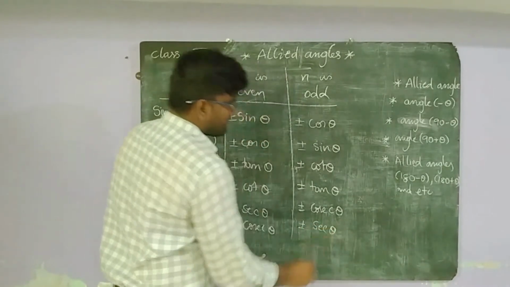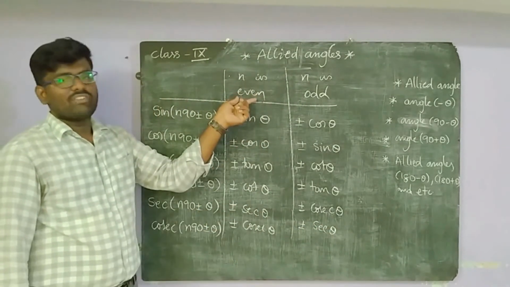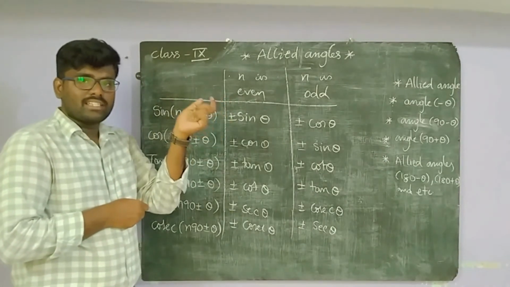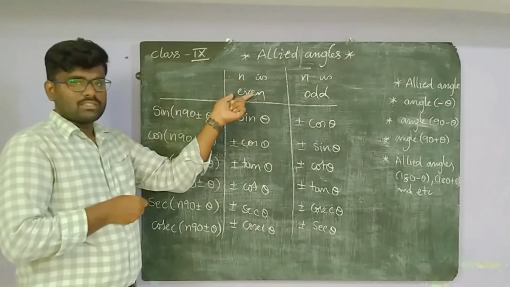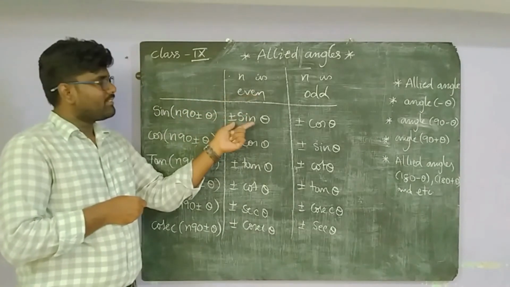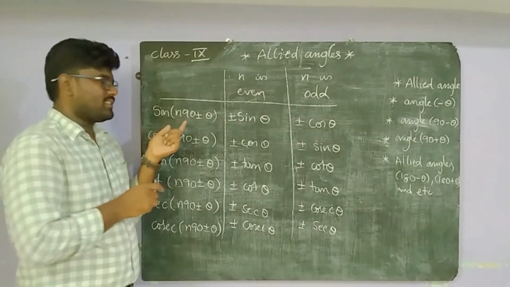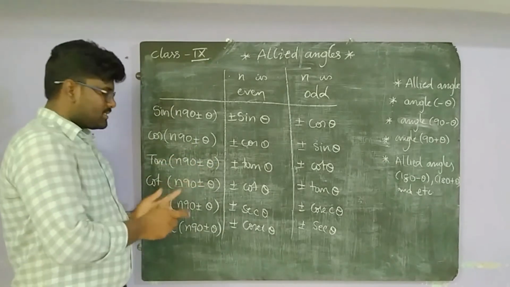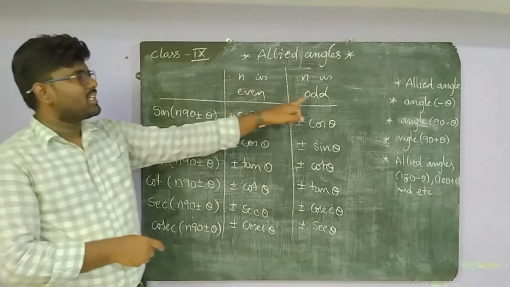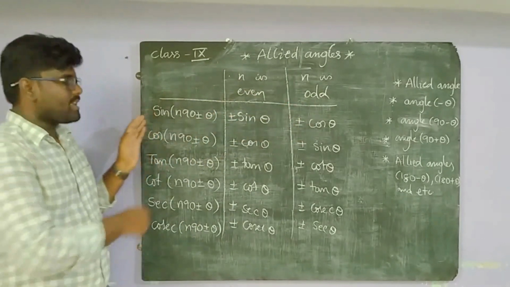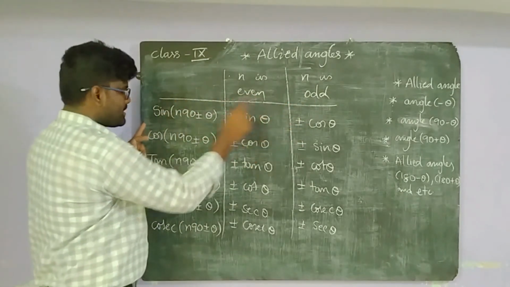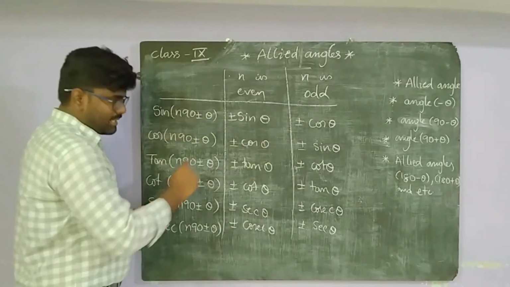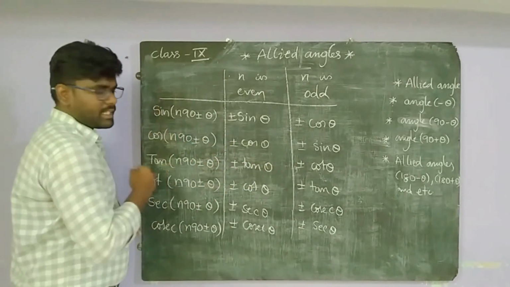We can remember one thing. What is an even multiple of 90? Simply we can say 180 degrees, 360 degrees. Those angles are even multiples of 90. Even multiple of 90 means the trigonometric function doesn't change. That means sin stays sin, cos stays cos, tan stays tan, and the same for cot, secant, cosecant. Whenever it is an odd multiple of 90, the trigonometric function changes. How it changes: sin becomes cos, cos becomes sin, tan becomes cot, cot becomes tan, secant becomes cosecant, and cosecant becomes secant.